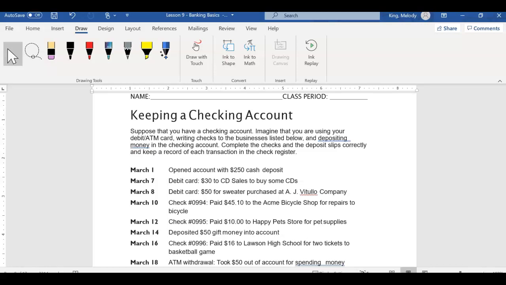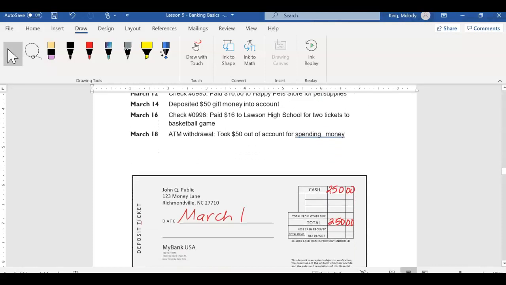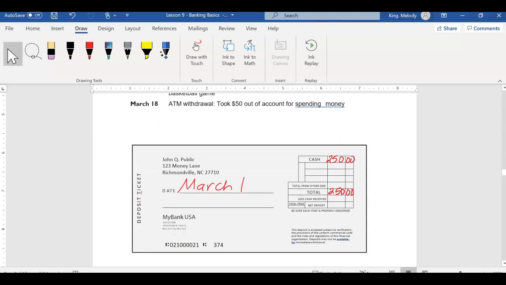So first, on March 1st, this person opened their account with a $250 cash deposit. So when you make a deposit, you need to fill out a deposit slip. If you scroll down below, you can see I already filled this one out here. I put the date and it was cash for $250. So then obviously my total is just $250.